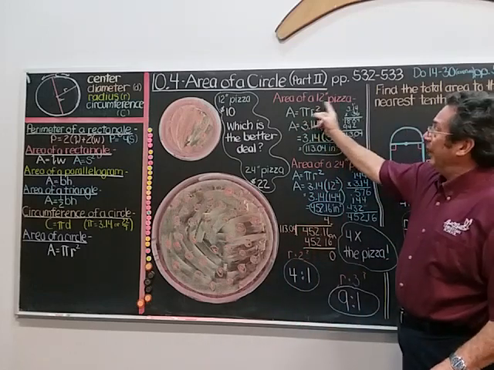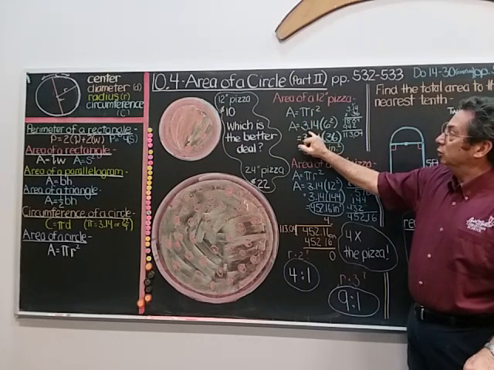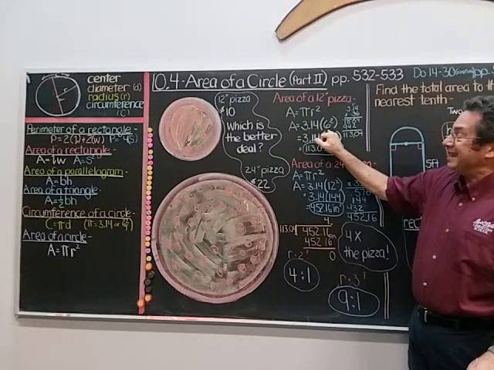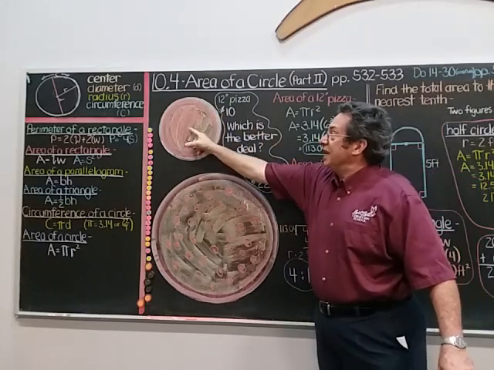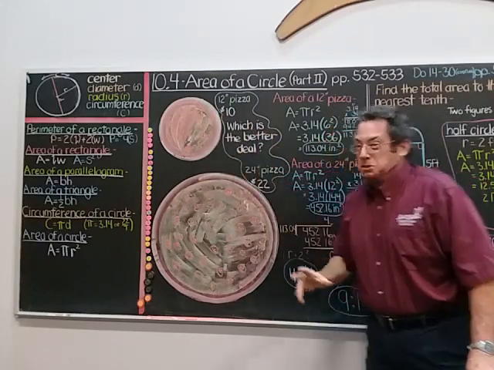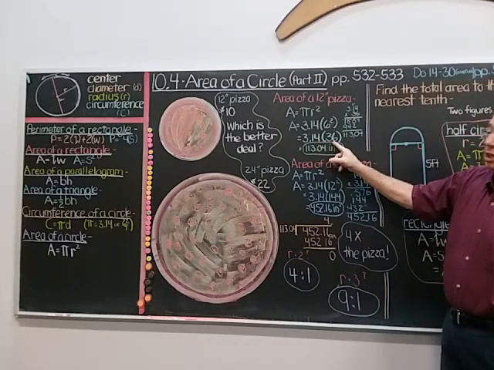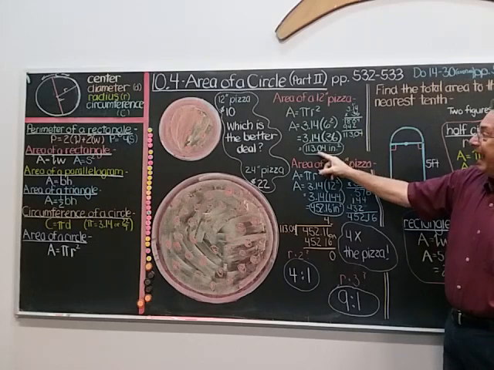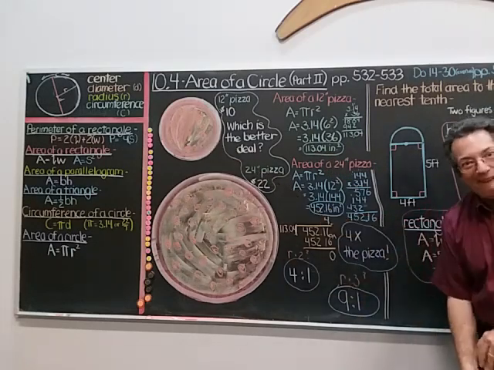Okay, so I'm going to get the area of the 12-inch pizza. Area equals pi r squared. Area equals 3.14 times the radius squared. Now, if that's a 12-inch diameter, the radius from the center over here to the edge is 6 inches, all right? 3.14 times 6 squared is 3.14 times 36. I worked it out. I got 113.04 square inches of pizza right here, okay?